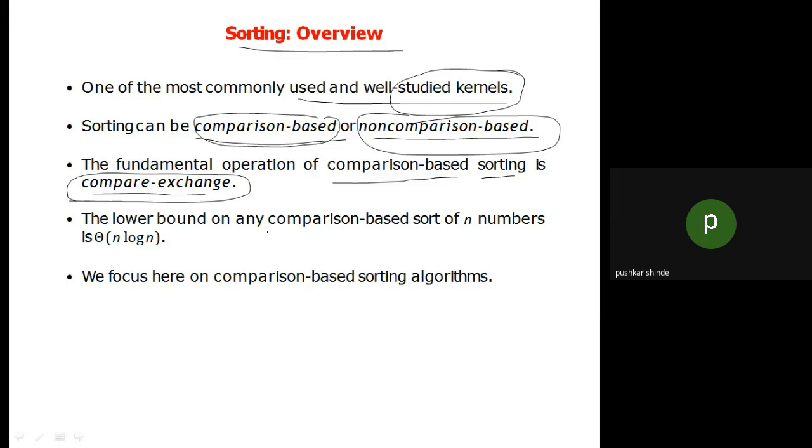The lower bound of any comparison based sort of n numbers is theta of n log n. We focus here on comparison based sorting algorithms. So in this unit specifically we are going to focus on comparison based sorting algorithms.